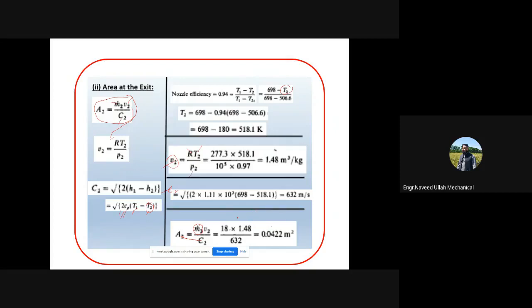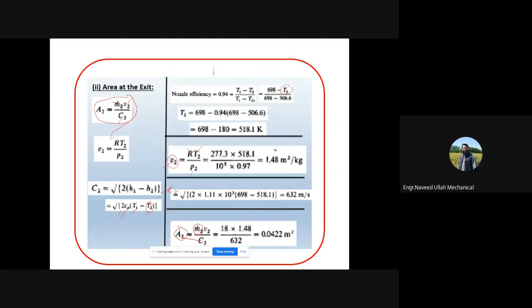Mass flow inside the nozzle is considered constant due to the continuity equation, although there is a difference because of spraying fuel, if it is there. But if you have pure air, then we consider the mass flow to be constant, okay. So this is actually m2 dot, and you can find out the value of the exit area.